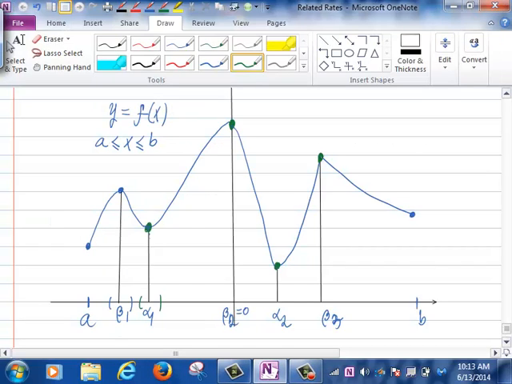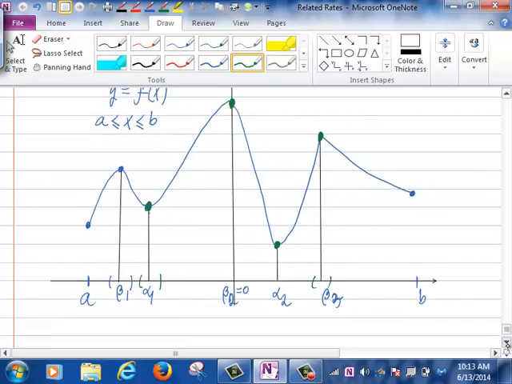This point here, I have a local max as well, right? Because if I pick a very small interval centered at beta 3, that's the largest value of f there, okay? Is everybody okay? Is it clear what we are trying to define here? Okay, that's very good.